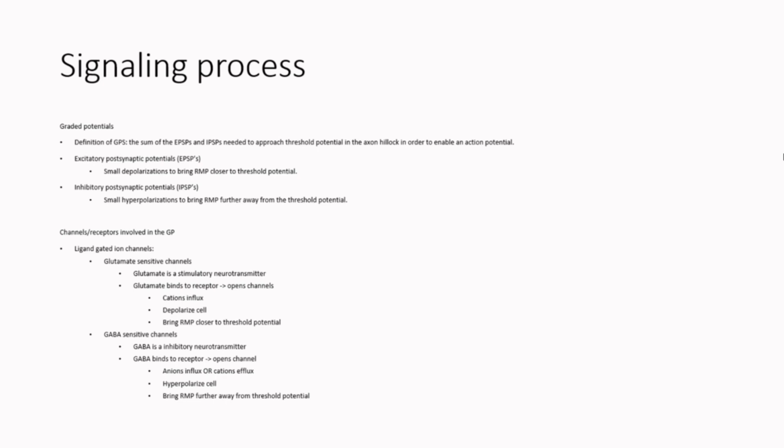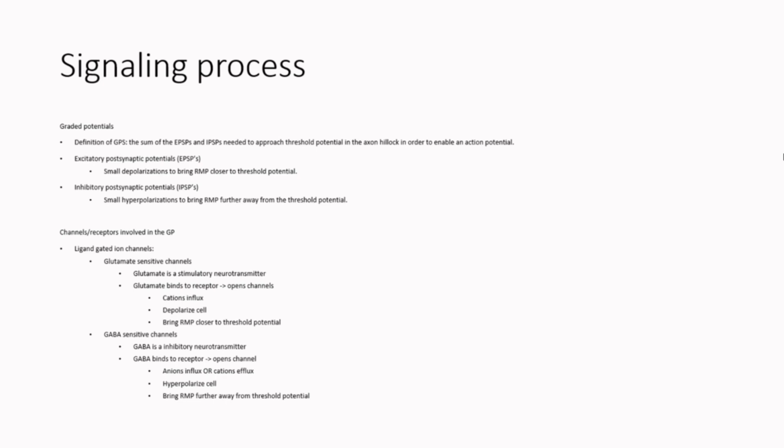And it works by having these channels which are involved in the graded potentials. So these ligand-gated ion channels can either be glutamate sensitive channels or GABA sensitive channels. If it is glutamate, like we mentioned before, glutamate is the most commonly found stimulatory neurotransmitter, and it binds to the receptor, it opens the channel, and we will have cation influx, or positively charged ions. This will depolarize the cell and it will bring the RMP closer to the TP.